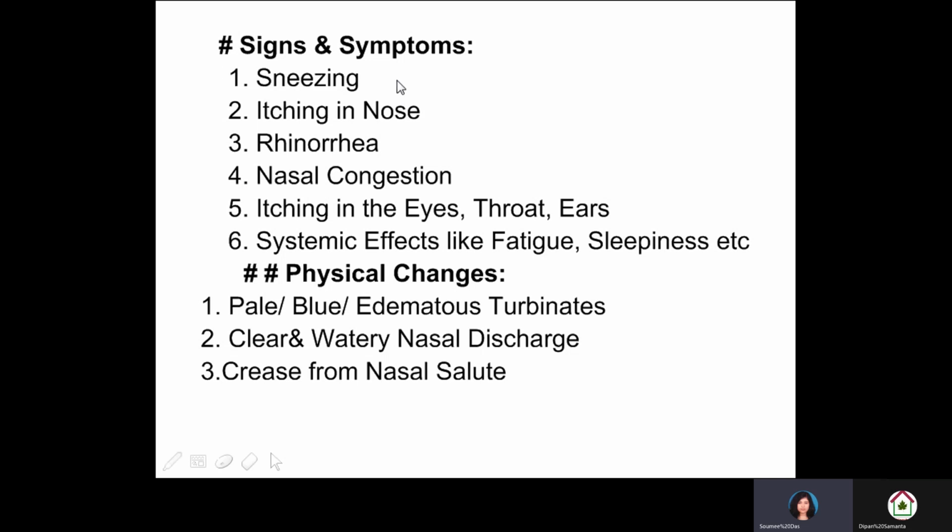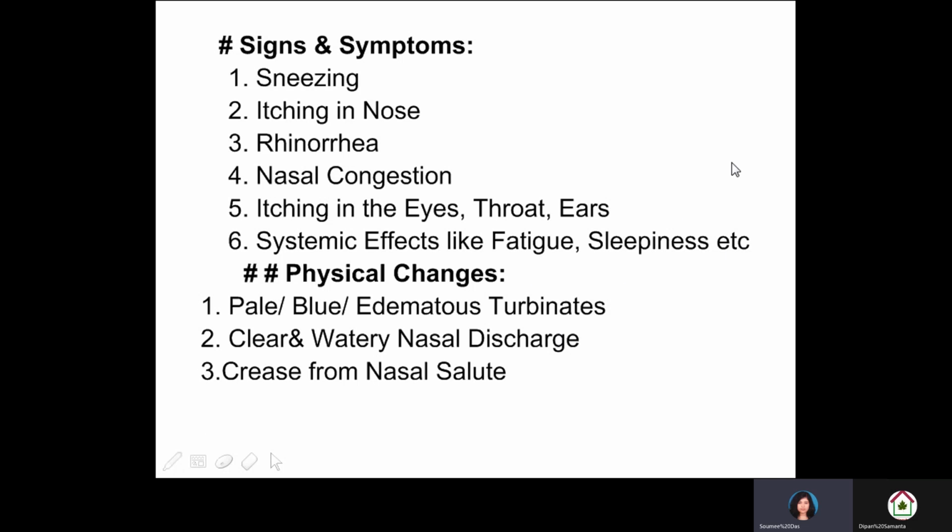So this is a sensation. Basically, an irritating sensation of the nose would be there. A local irritation of the nose would be there. Next is rhinorrhea or discharge from the nose, nasal congestion, itching in the eyes, throat, ears. So this itching in the eyes, throat and ears is a classical allergic symptom. So whenever there is an allergy or a local allergy in the face region, that would be accompanied by itching in the eyes, throat and ears. Okay. Next is systemic effects like fatigue, sleepiness, etc. So there would be systemic effects like fatigue, sleepiness, etc.